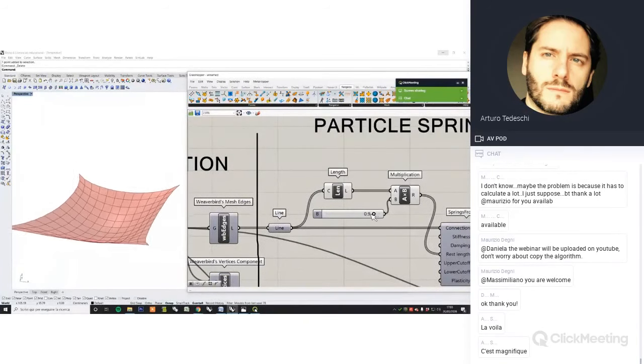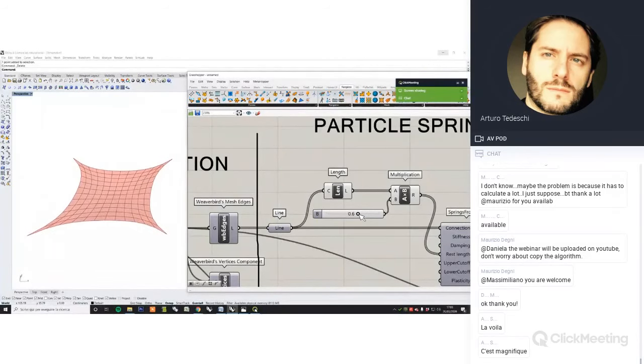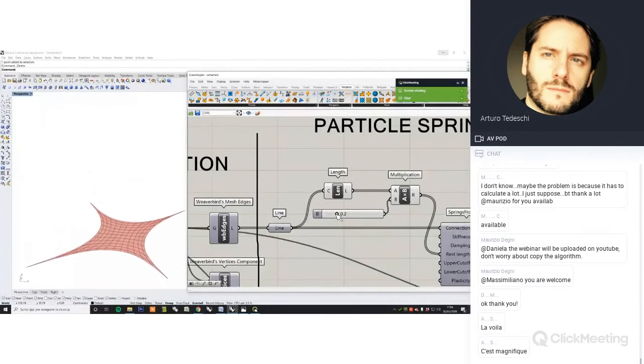And then I'm playing with this parameter. So basically, we are reducing the curve length, creating a kind of tension, getting a minimal surface like that.